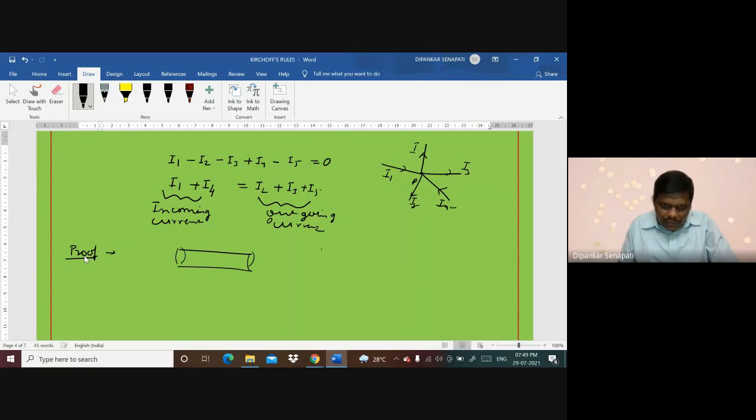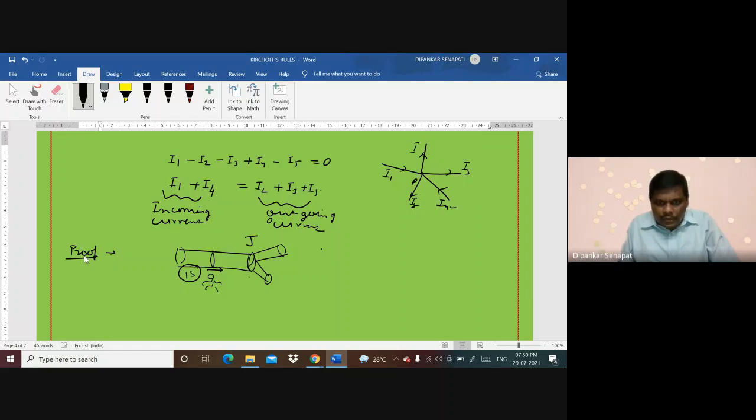You have to sit somewhere at any cross section, and you have to count the charges passing this cross section in 1 second. This is the current. And suppose there is a junction. This is a junction.